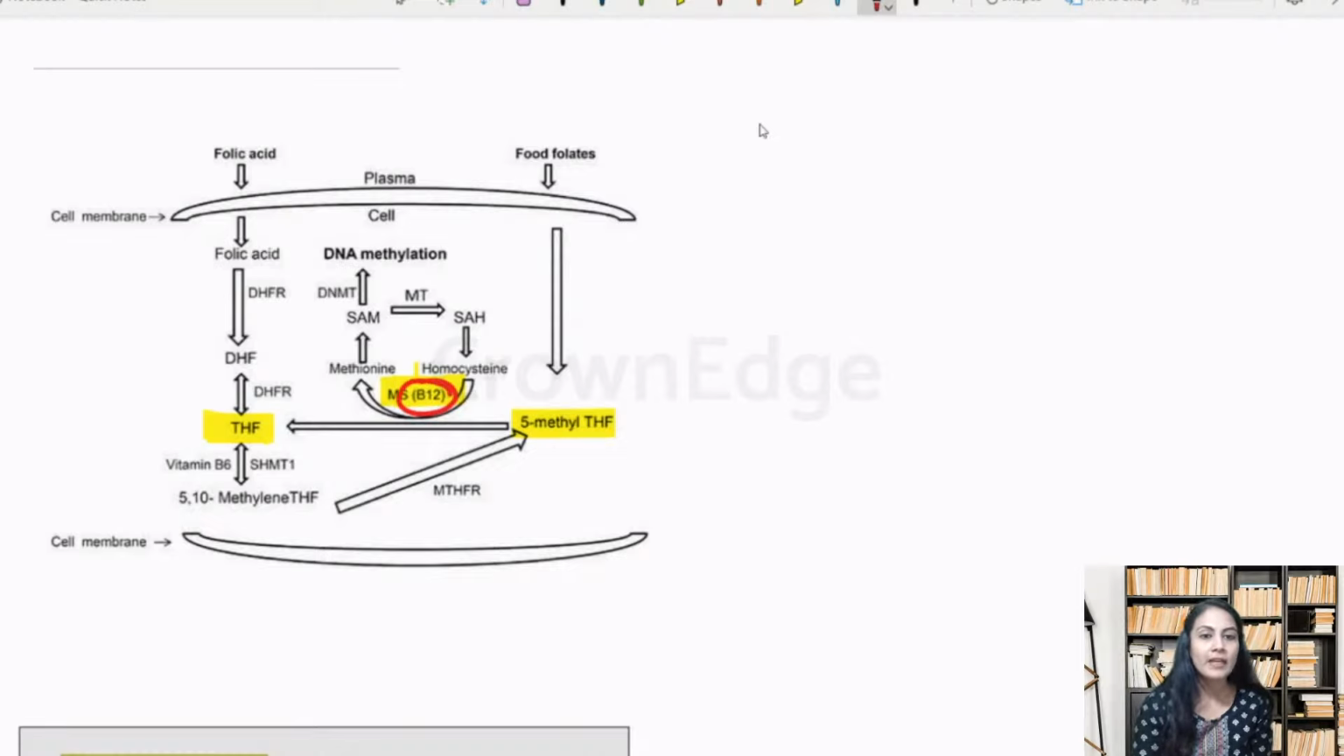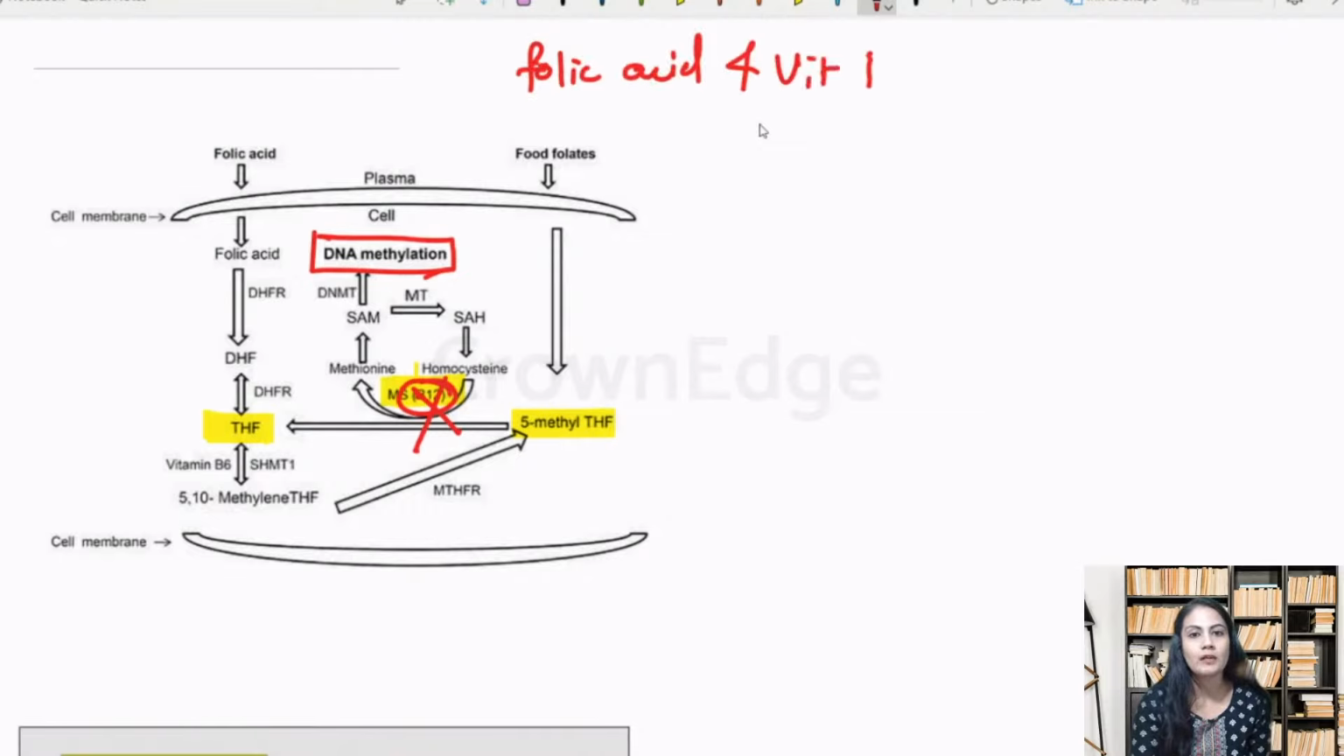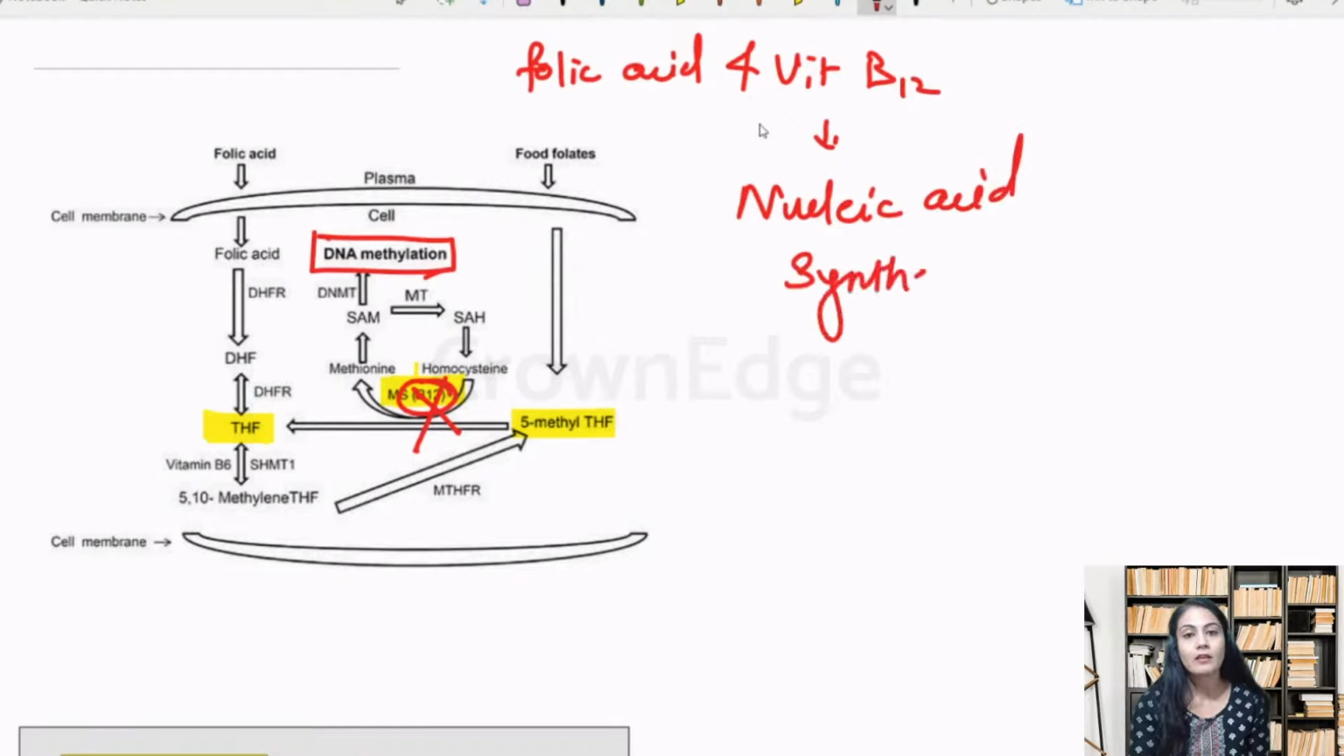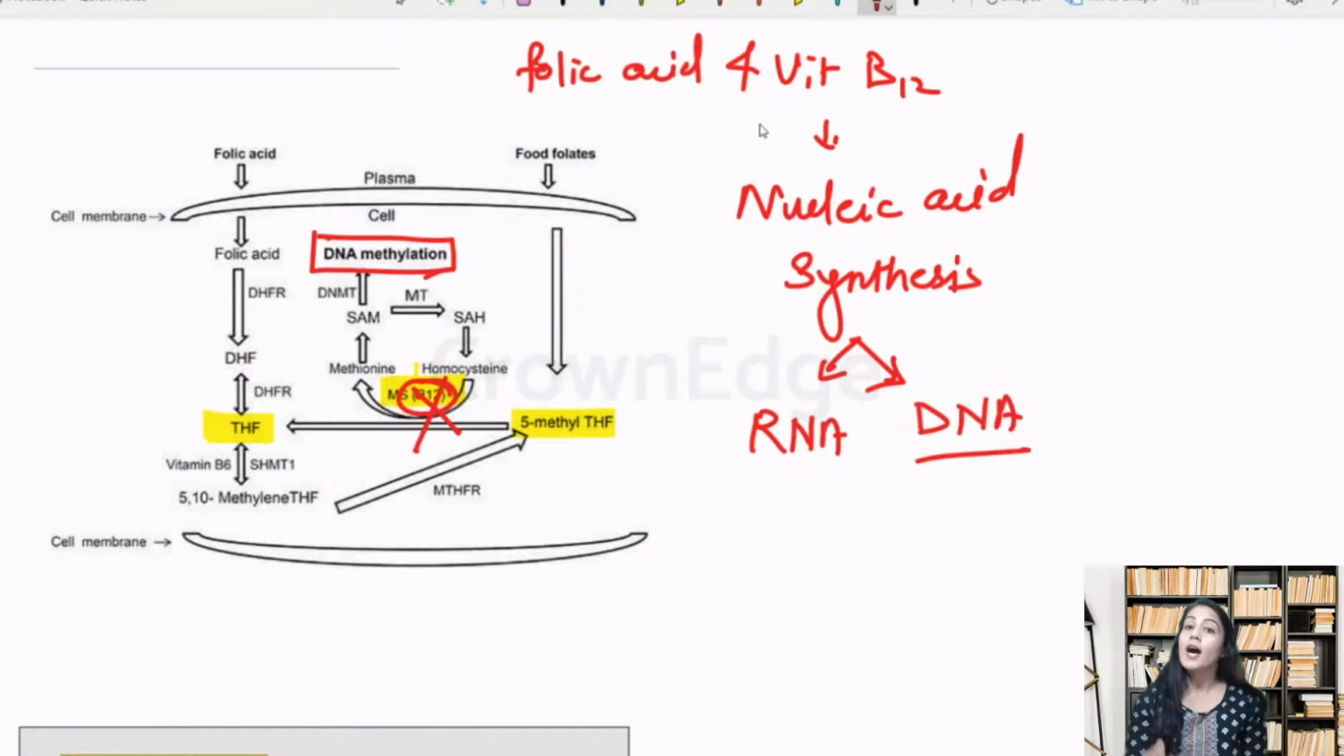If B12 deficiency is there, this reaction will not take place. This is ultimately important for nucleic acid synthesis. So remember, folic acid and vitamin B12 are important for nucleic acid synthesis. That means the synthesis of what two things? The nucleic acids, that is your RNA and DNA, right? RNA and DNA, and that's why these two things are important.